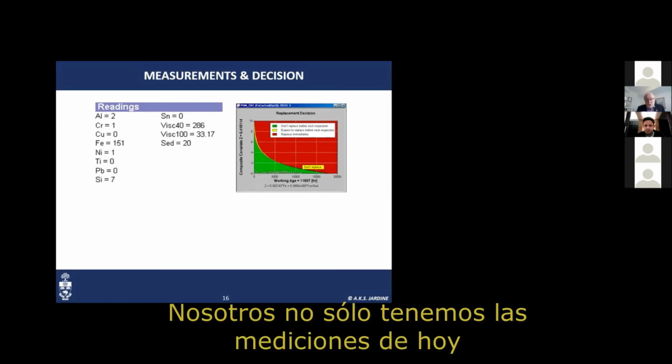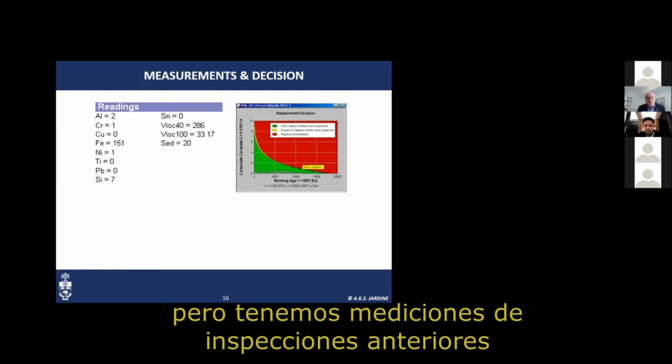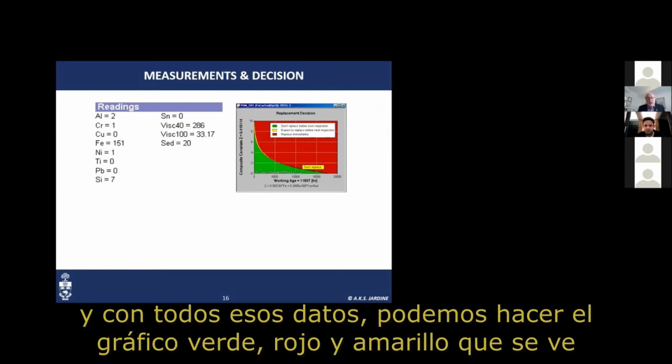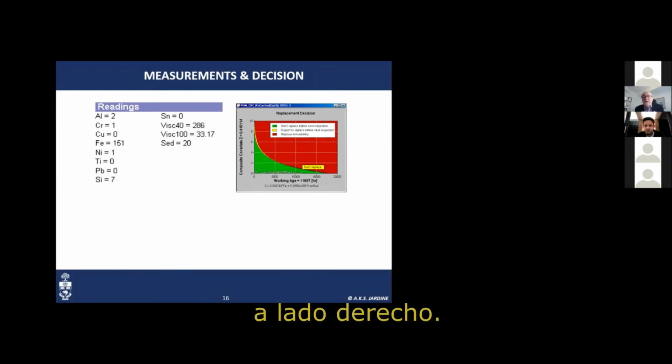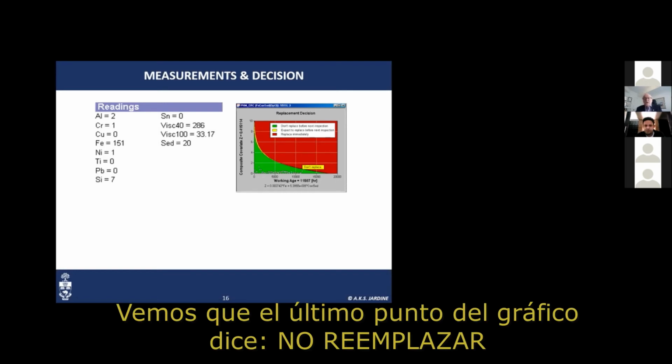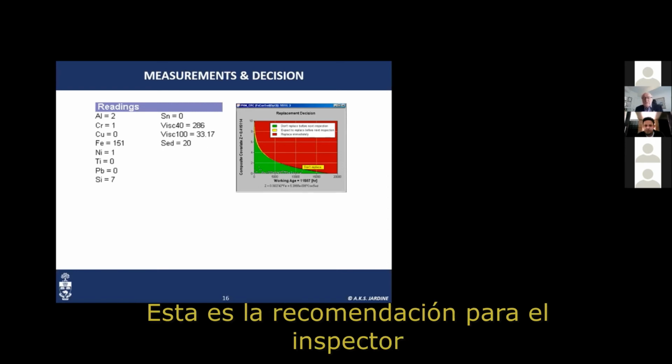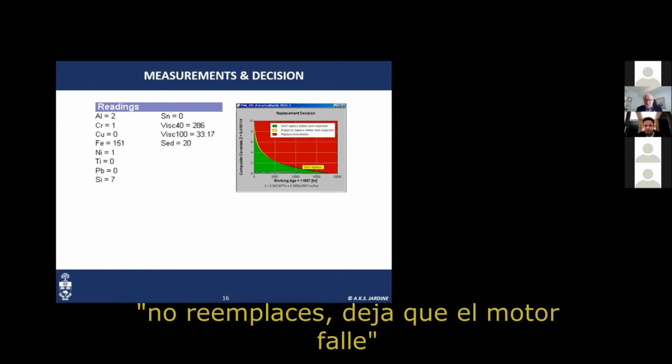Now, we've not just got today's measurements, but we've got measurements from the previous inspections. By combining all that data, we're able to create that red, green, yellow chart that you see on the right-hand side. And you can see the last dot in that chart says, don't replace. So that's the recommendation to the inspector. Just keep running. Don't change out the electric wheel motor.